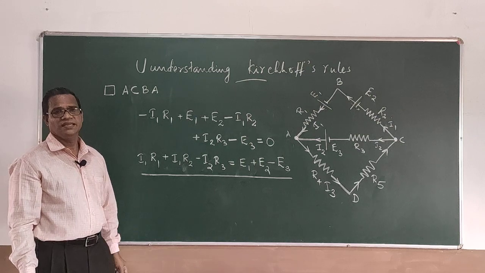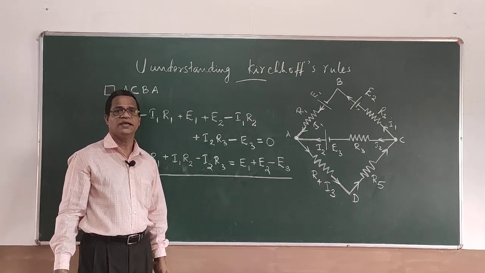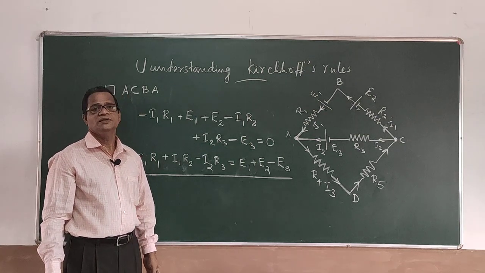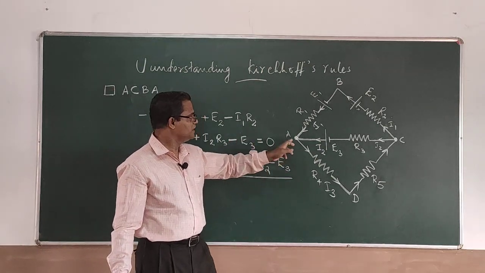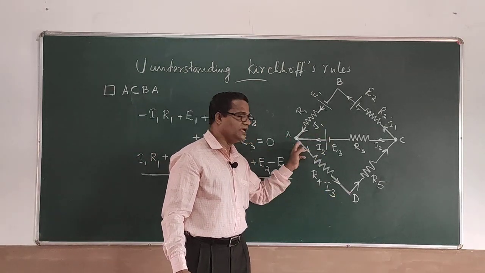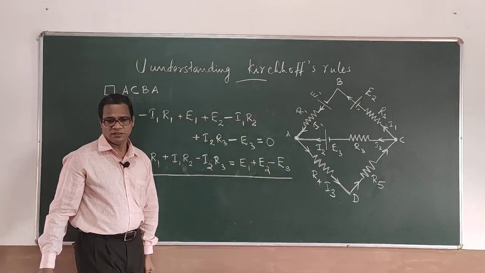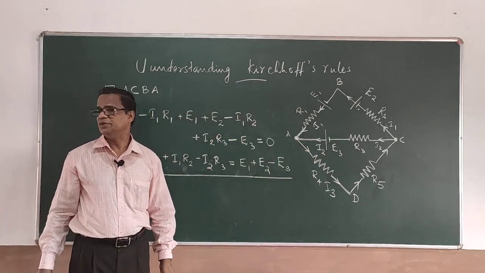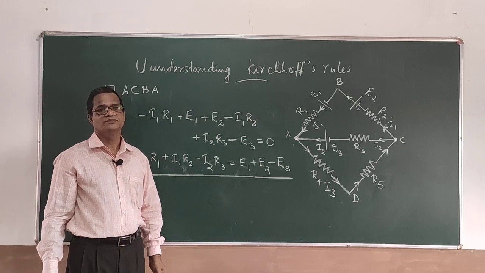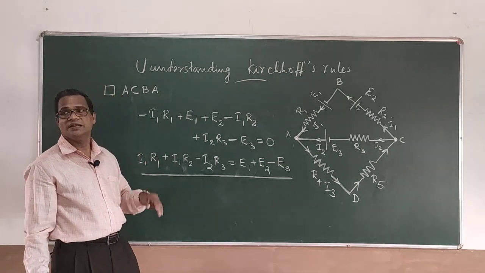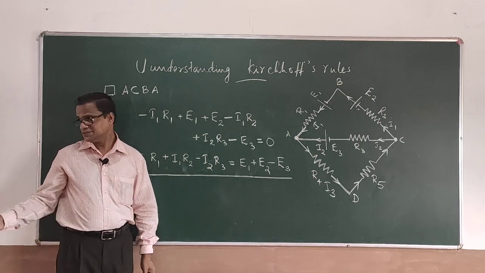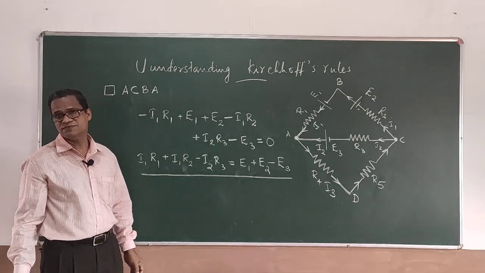Now, like this, in any network we can apply the loop rule. Here I leave one loop, that is A, C, D, A, that you can work out how it must be. Okay, that's all about understanding Kirchhoff's rules.